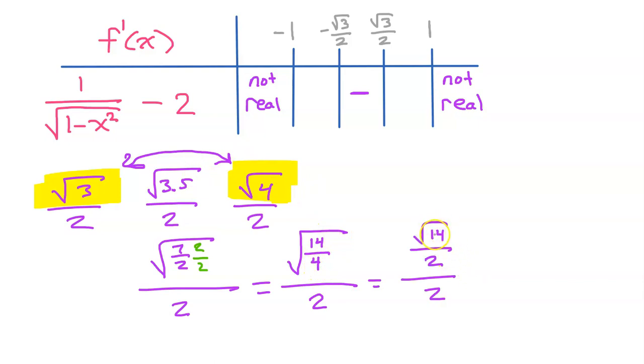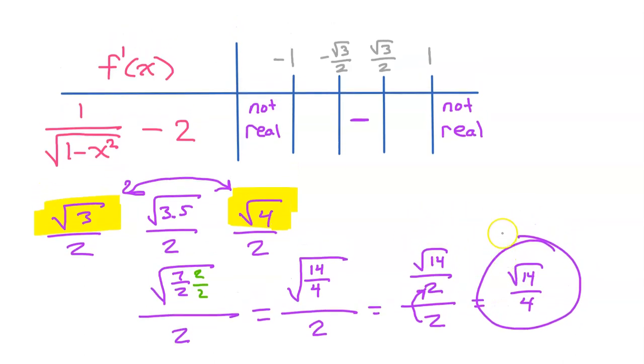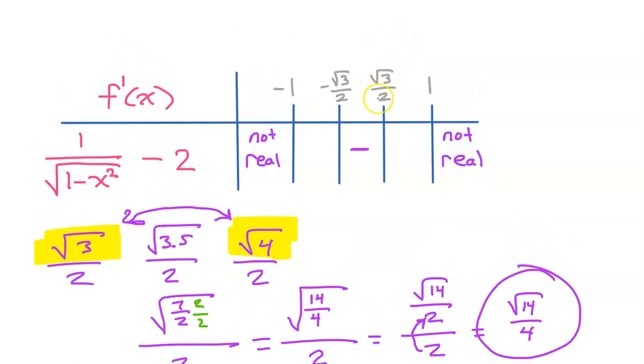So now I have the square root of 14 over 2 because I took the square root of 4 and I got 2. When I do this division, this 2 is going to end up in the denominator with the other 2. So that's going to be the square root of 14 over 4. Ta-da! So I did all of this just to find the test value that is between radical 3 over 2 and 1. So I'm going to use a test value of radical 14 over 4.